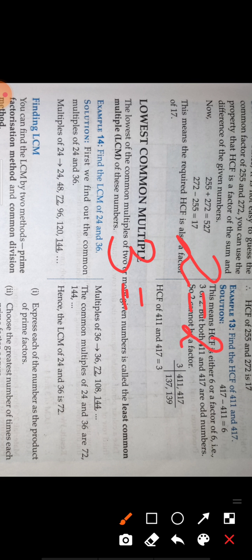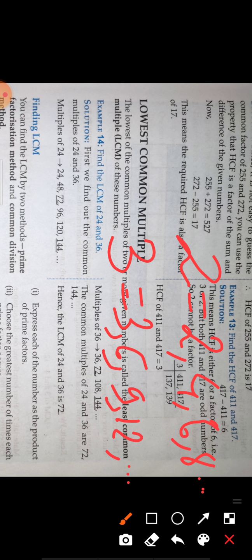Multiples of 2 are 2 ones are 2, 2 twos are 4, 2 threes are 6, 2 fours are 8 and so on. And multiples of 3 are 3 ones are 3, 3 twos are 6, 3 threes are 9, 3 fours are 12 and so on. So which number is common here? You can clearly see that 6 is common here.